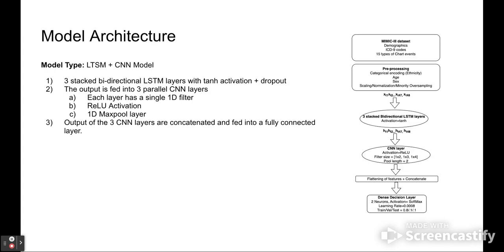Here you can see the model architecture. This is the final model which we compare to logistic regression and LSTM. First, we use 3 stacked bidirectional LSTM layers with tanh activation and dropout. This output is fed into 3 parallel CNN layers. Each layer has a single 1D filter, ReLU activation, and a 1D max pool layer. The output of the 3 CNN layers are concatenated and fed into a fully connected layer.